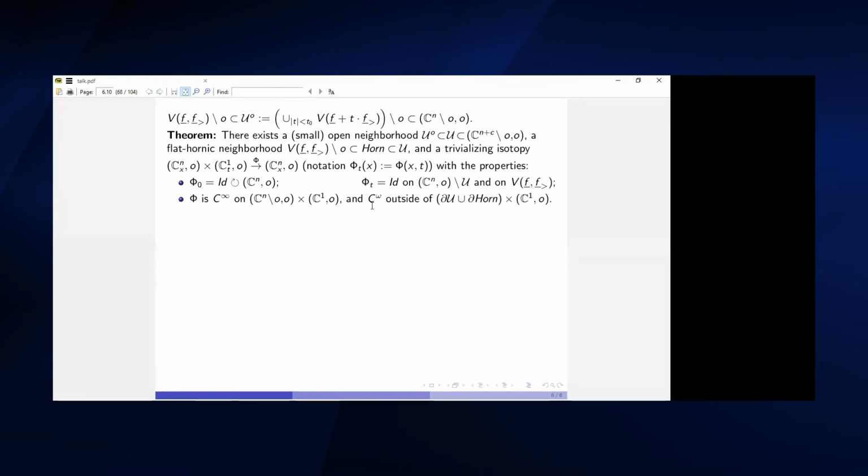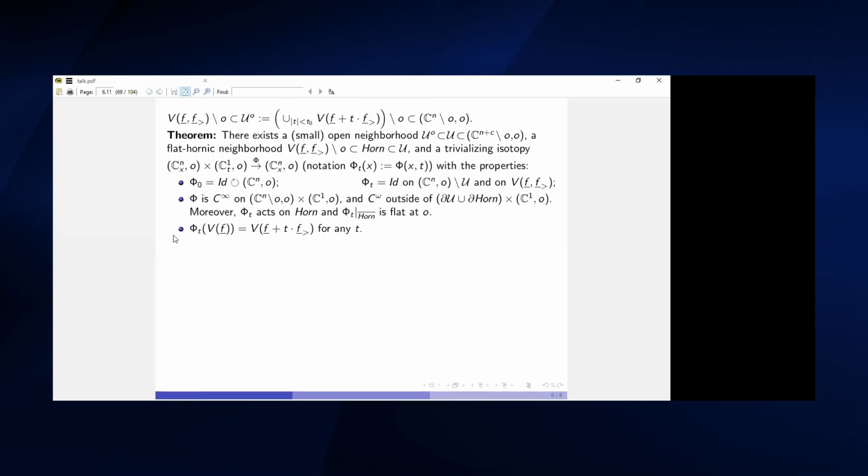Moreover, phi is real analytic outside of the boundary of this U and the boundary of the horn. Now, the boundary of U is a real analytic hypersurface, and also this boundary is a real analytic hypersurface. And so you see that phi is real analytic almost everywhere in a rather strong sense. Moreover, phi t acts on this horn, and when we restrict phi t to the horn, or rather to its closure, then we get a function flat at the origin on this horn.